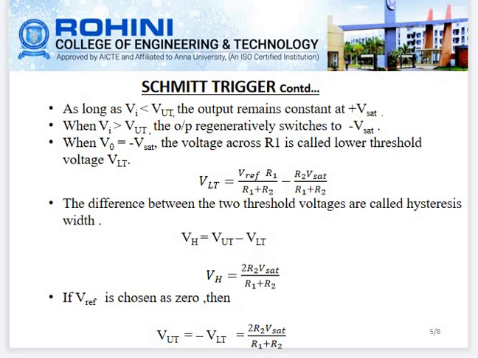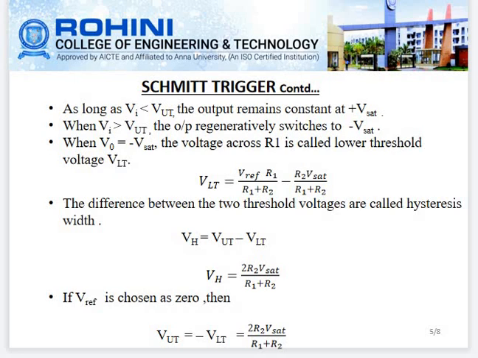As long as Vi is less than the upper threshold, the output remains constant at plus Vsat. When the input is greater than the upper threshold voltage, the output regeneratively switches to minus Vsat. When the output is equal to minus Vsat, the voltage across R1 is called lower threshold voltage VLT. VLT is equal to Vref times R1 by R1 plus R2, minus R2 times Vsat divided by R1 plus R2. The difference between the two threshold voltages is called hysteresis width.